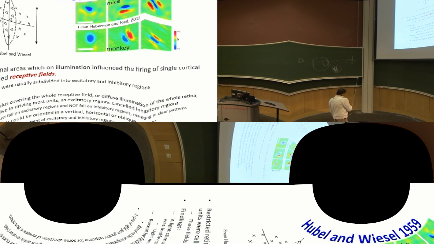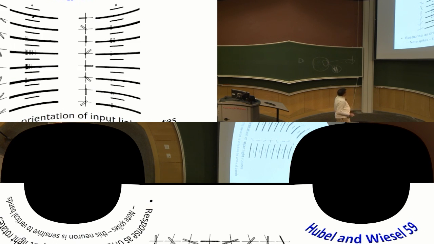Anyway, so if you moved the light along the retina, then you would get a response. And what they specifically found was that these receptive fields had nice oriented vertical or oblique patterns. So here were some of the results.